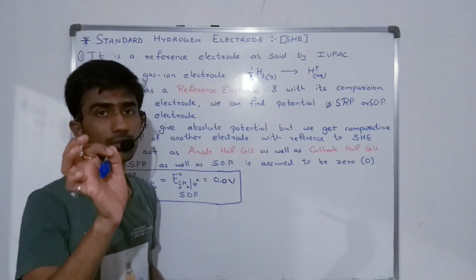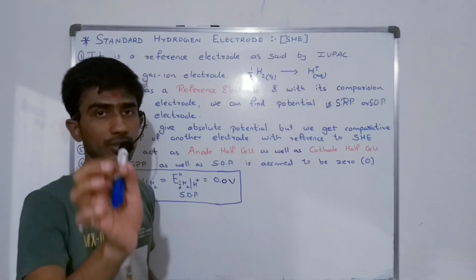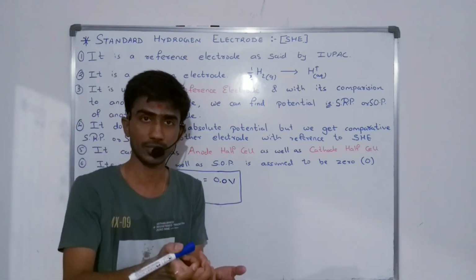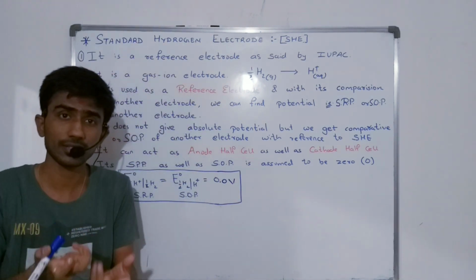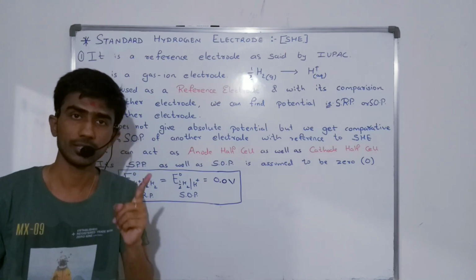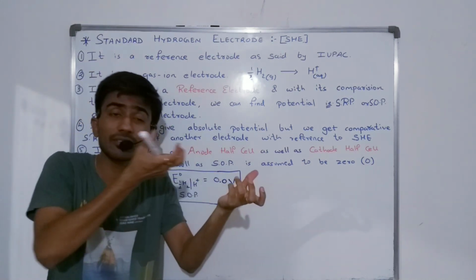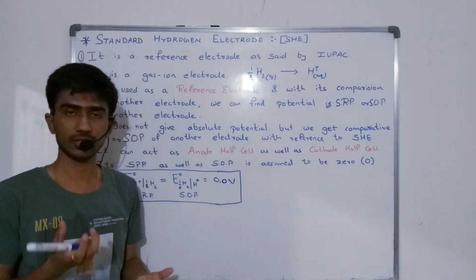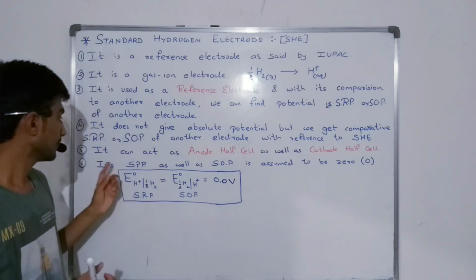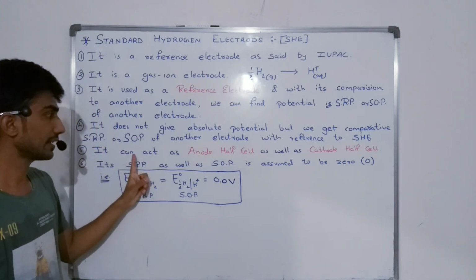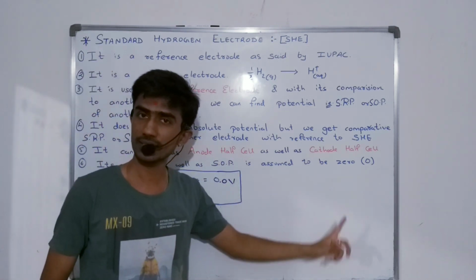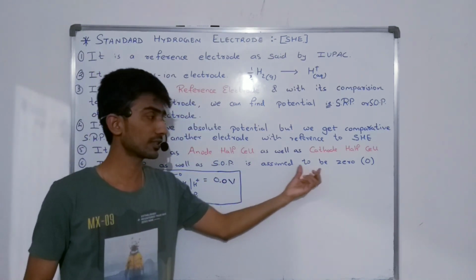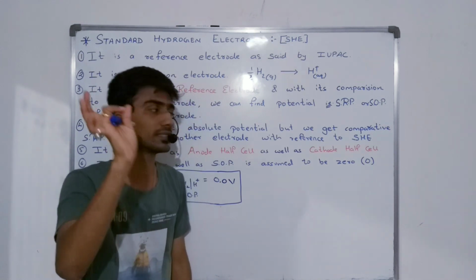Now the value of potential, that is the standard reduction potential or standard oxidation potential of another electrode, which we are going to get with the help of this reference electrode, will be a comparative value. Always remember, because we are comparing it with the hydrogen electrode, and the hydrogen electrode is our reference electrode. Another important point, it can act as anode half cell as well as cathode half cell. Its standard reduction potential as well as standard oxidation potential is assumed to be 0.